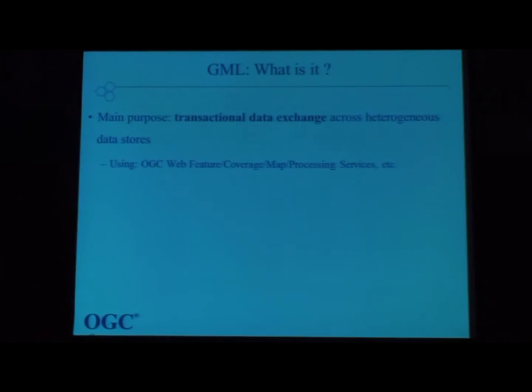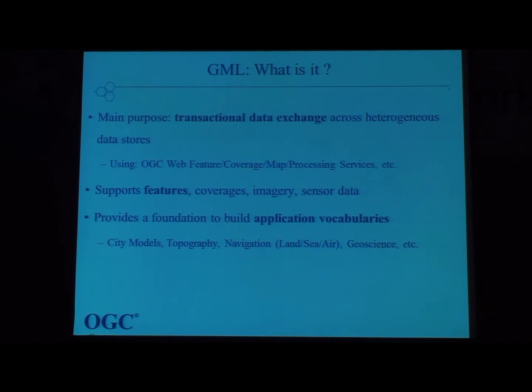Now, one of the main purposes of GML is to enable transactional data exchange across different databases, so heterogeneous data stores. Now, these data stores could be file systems, but typically databases like relational databases or XML databases. And typically, OGC web services like feature service, coverage service, map service, processing service will be used to facilitate this transactional data exchange. It supports features, coverages, which is considered a special kind of feature, imagery in some applications, and sensor data, observations that is, and provides a foundation to build application vocabulary. So in a particular domain like urban planning, you can build up some city models.